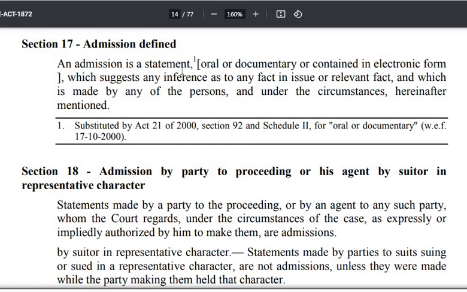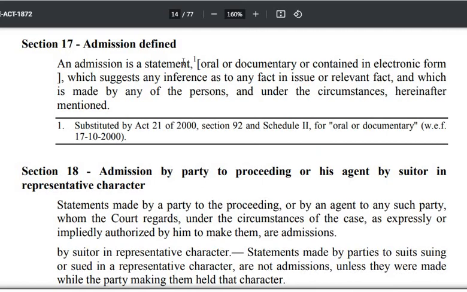An admission is a statement, oral or documentary or contained in electronic form, which suggests any inference as to any fact in issue or relevant fact, and which is made by any of the persons. Now you see, which suggests an inference about what? About some fact in issue or relevant fact. And obviously that will be in any suit or proceeding. So the statements you make do not by themselves become relevant in the form of an admission. It will be relevant when, in a suit or proceeding, that fact is a fact in issue or relevant fact. Then your admission that you made earlier will be said to be relevant. Earlier we do not talk about relevance.